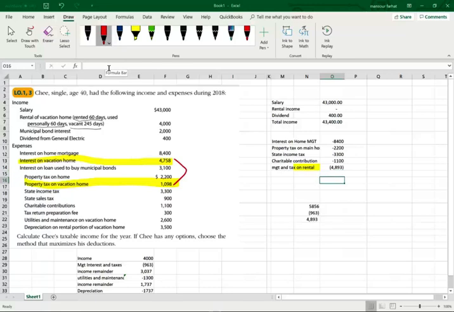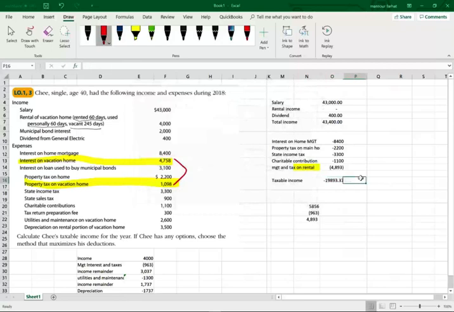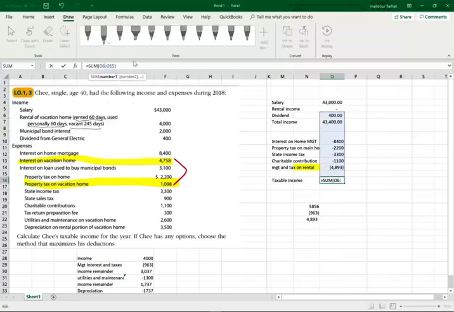Now we can compute taxable income. If we net them out, our taxable income is 25,506.63, rounding to 507. All I did is take the income minus all the deductions, and this is your taxable income.